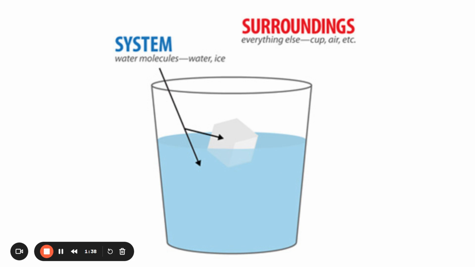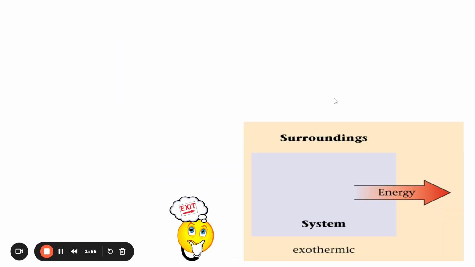Now the surroundings would be everything else. It's going to be the air in the cup. It's going to be the actual cup. Maybe this is sitting on a table. That table would be a part of the surroundings. Maybe somebody's holding this cup. That hand would be a part of the surroundings. Everything that is not a water molecule is the surroundings.